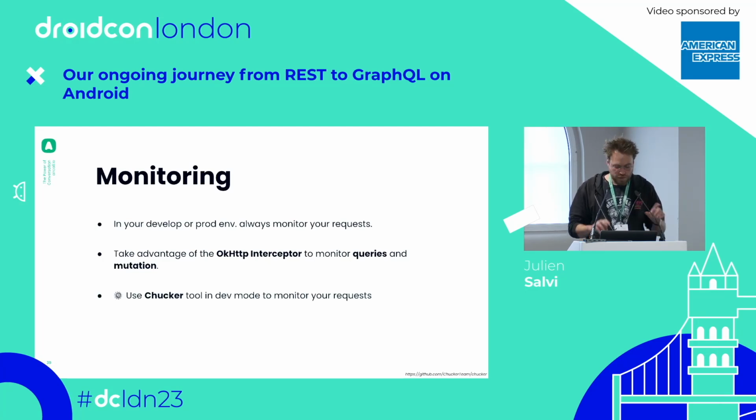And on the tooling side, you can take advantage of Chucker, which is a very nice library, in order to monitor these queries and mutations. And if you want to know more about this Chucker library, Nicolas Cortis gave a very nice talk about the latest version of Chucker at the last DroidCon.